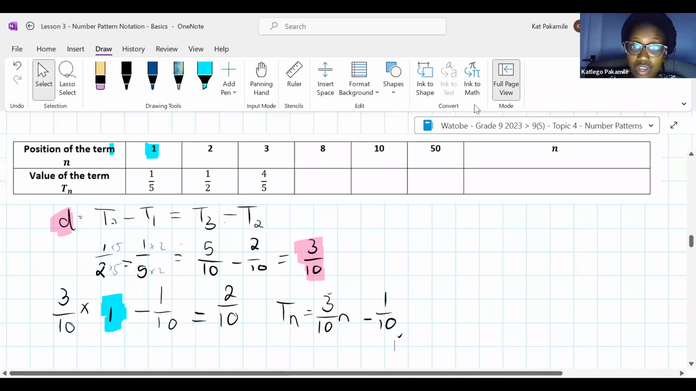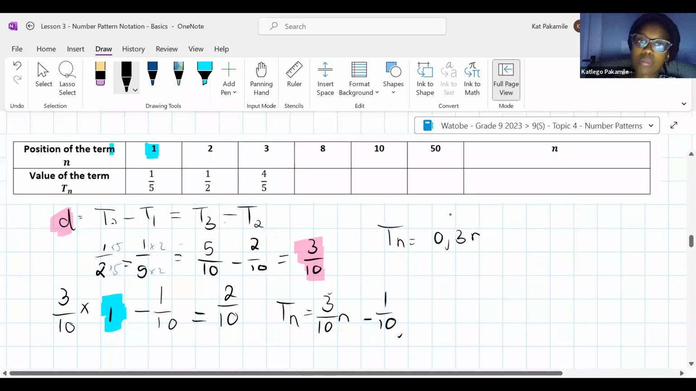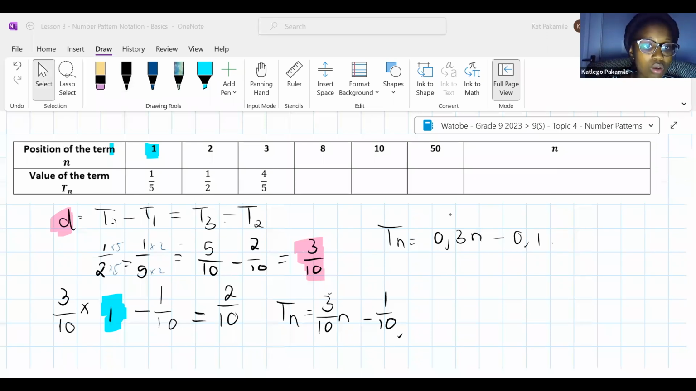Or yes, write it in Sharifa's way. Or if you're writing it in decimal form, we can say Tn is equal to 0.3n minus 0.1. You guys are brilliant. Siam Tanda, hello. Ma'am, I'd like to answer 8. Oh, we're answering number 8. Let's do it.